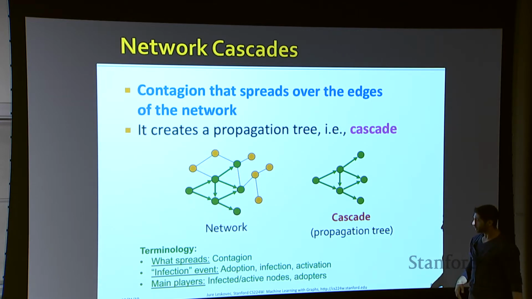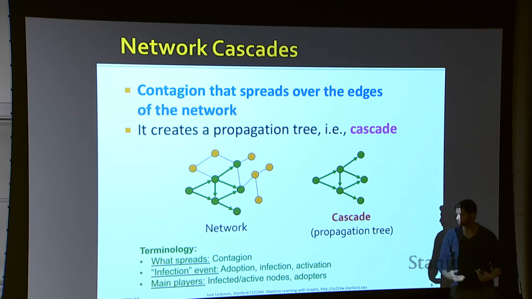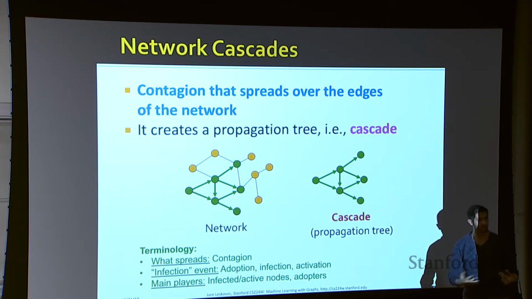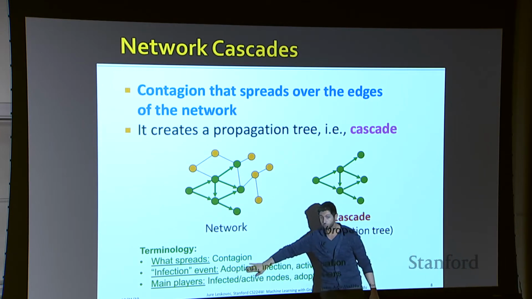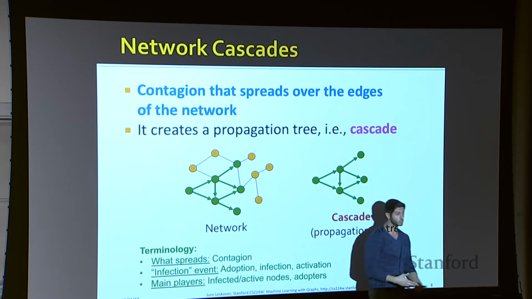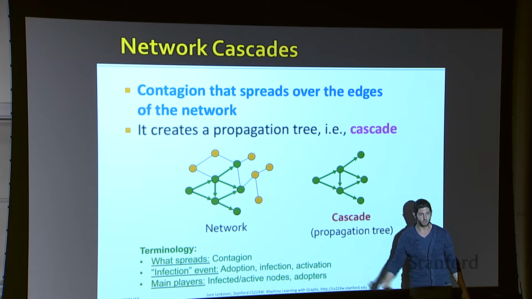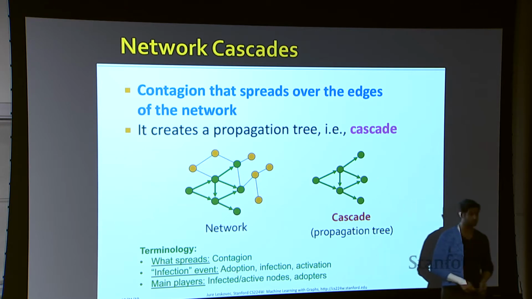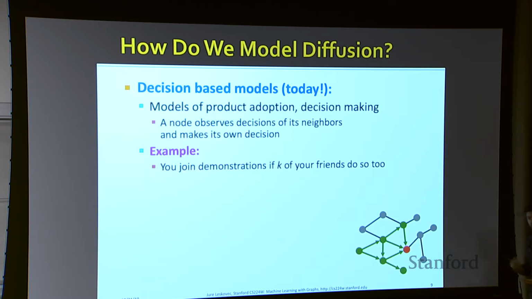And to agree on the terminology, what spreads is called the contagion, and the infection event is usually called adoption, infection, or activation, depending on the scenario. If you're talking about epidemics, it's clearly infection. If you're talking about products, for example, it's going to be adoption, who adopts a certain new technology. The main players in our cascade are the infected or active nodes, or the adopters. So people that either are getting the infection or that are deciding to adopt a certain technology, for instance. All clear up to now? Awesome, let's move forward.